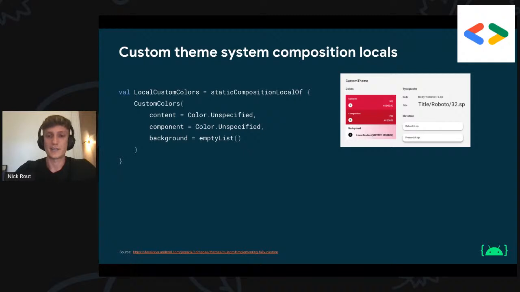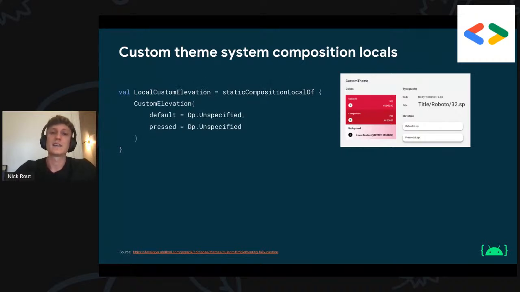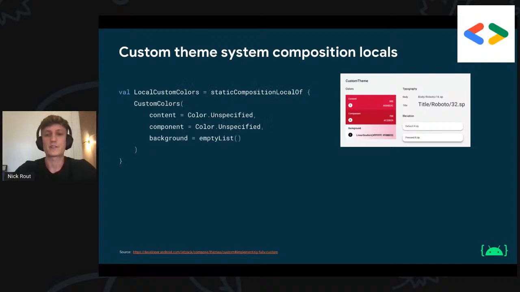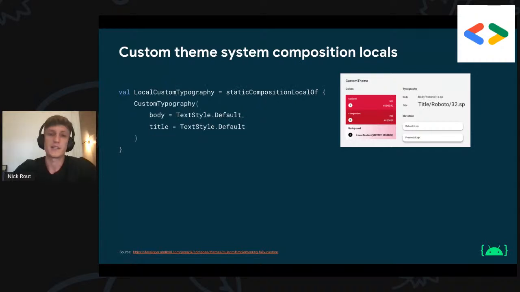So here's one for our custom colors, using relevant default values. Here's our custom typography. And lastly, here's our custom elevation. You'll notice that Compose has all of these unspecified or default or empty values, which I would recommend using in these instances, because a default value of a composition local should not really assume or be opinionated about what the value of a color is, or a gradient, or a TextStyle.